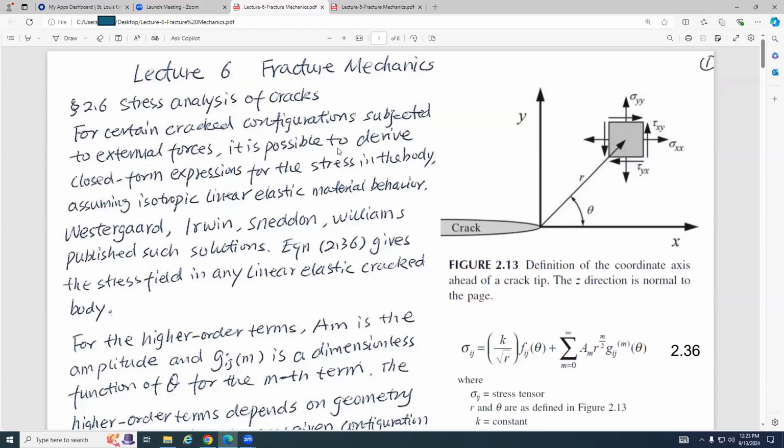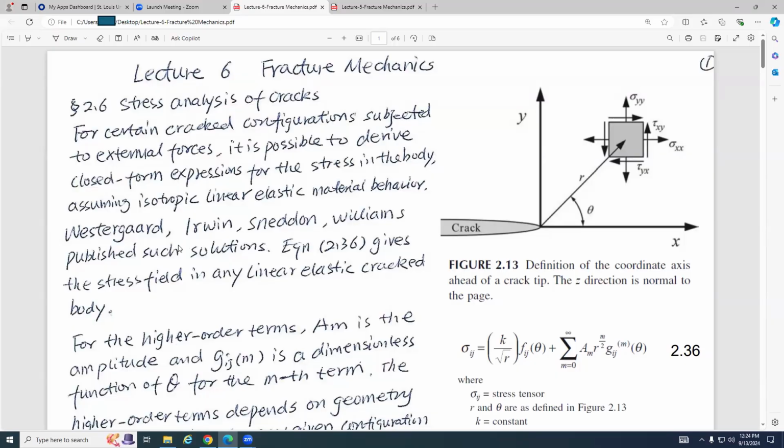So as I said, for certain cracked configurations we can get this, but most of the time, no. That's the reason we need to resort to numerical simulation. For example, we use FEM and FVM, the finite volume method, and maybe we use other things to describe this kind of relationship. Questions so far? But for this one, we just focus on a simple case.